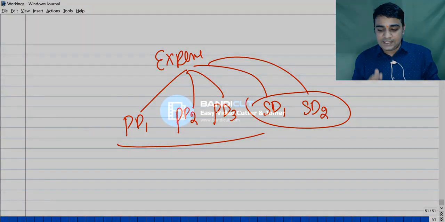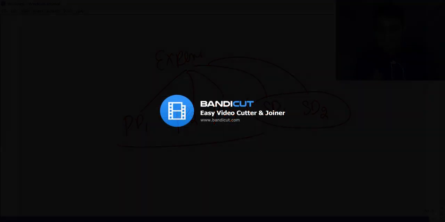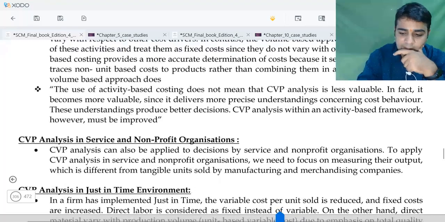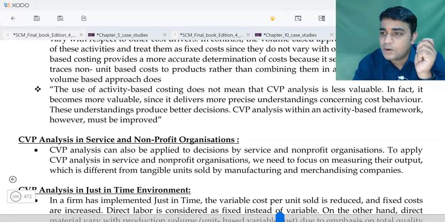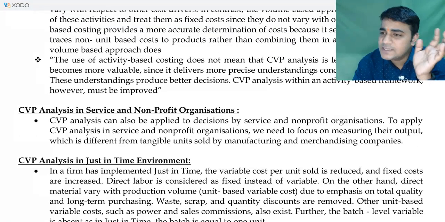You will see this. CVP analysis in services and non-profit organizations, nothing much is going to change.